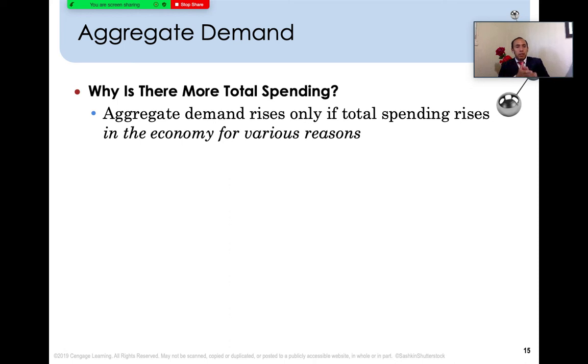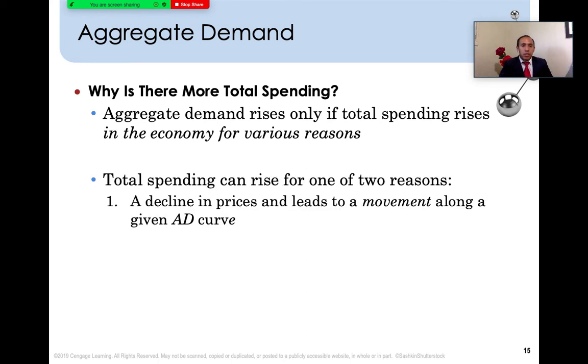And aggregate demand requires consumers to spend. An increase in aggregate demand requires consumers to spend, investors to spend, government spending to continue, and the foreign sector participation. And those various reasons here are the following.